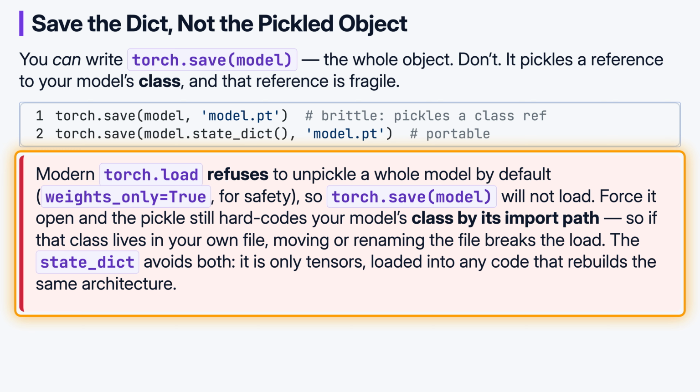Force it open with weights_only=False, and the pickle still hardcodes your model's class by its import path. So if that class lives in your own file, moving or renaming the file breaks the load. The state dict avoids both. It is only tensors, loaded into any code that rebuilds the same architecture.